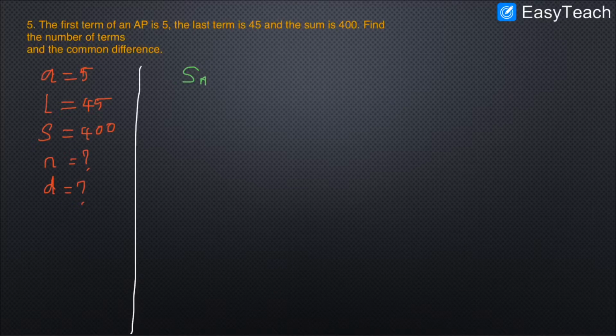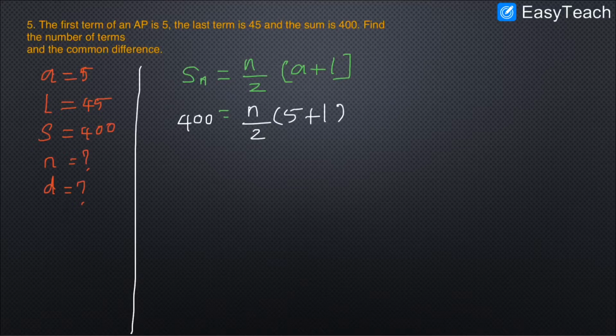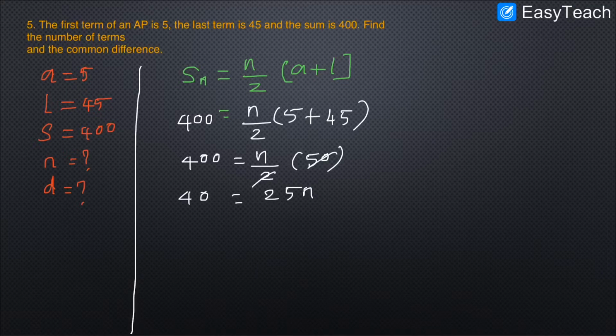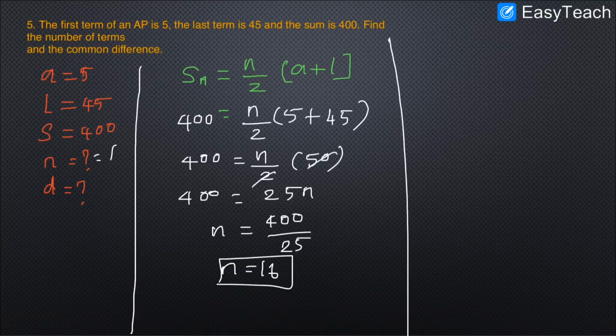So let me use the formula. If the last term is given, Sn equal n by 2 into a plus l. Let's substitute the values. For n we don't know, 2, for Sn 400, for a 5 plus l, which is also given, so let me substitute 45. So total here 50, and let's reduce it: 25n. So here 400, so n is 400 divided by 25, 16. We found the n value, which is 16.